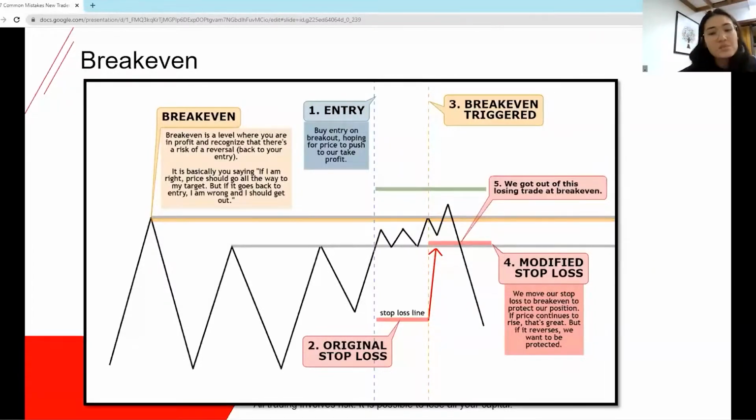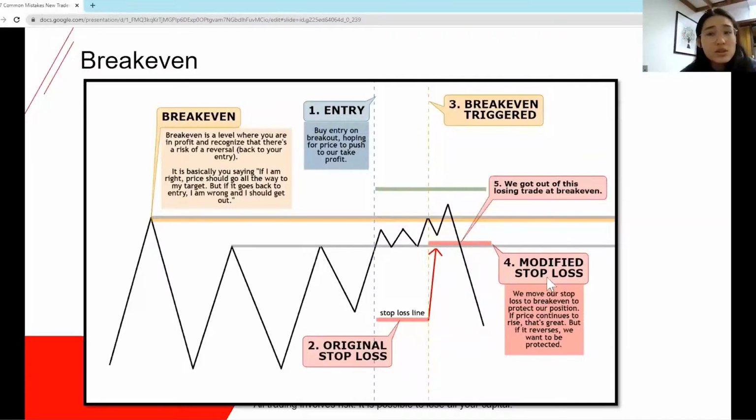So here we have an entry at the breakout of the multiple swing high resistance level, where we are hoping for price to push to our take profit. So our take profit is here at the green highlighted area. Take note of our original stop loss at number 2 over here, at our swing low support. So at number 3, when the break even is triggered, price reaches our break even level and reverses off it. Hence, we move our stop loss to the entry to protect our position. So we move it here instead.